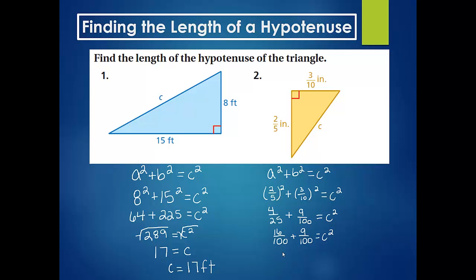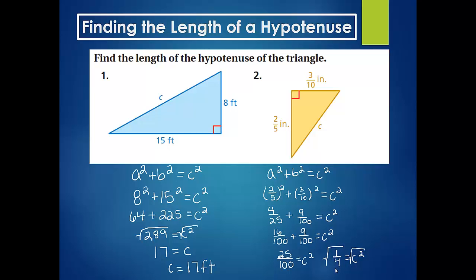16/100 plus 9/100 equals 25/100, and that equals c squared. 25/100 simplifies to 1/4. So we can say this is 1/4, which is equal to c squared. Again, we just want c, so we need to take the square root of both sides. So we'll take the square root of 1/4, and we'll also take the square root of c squared.